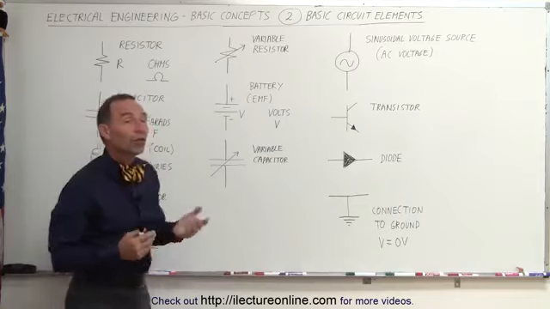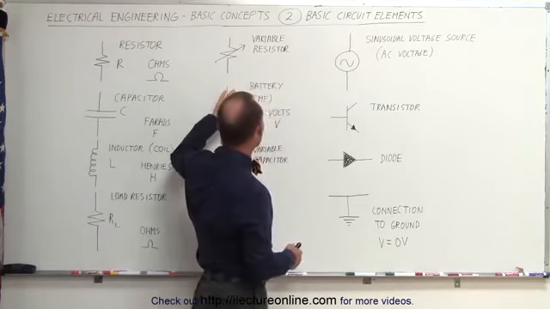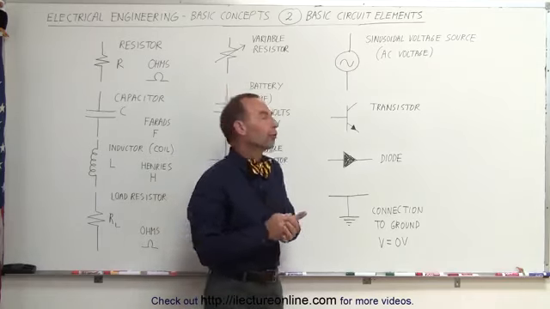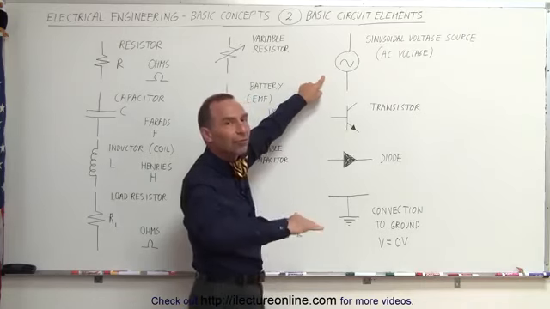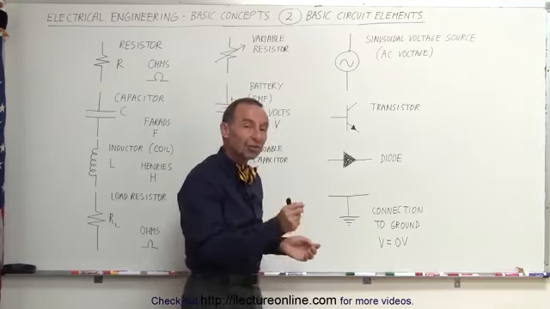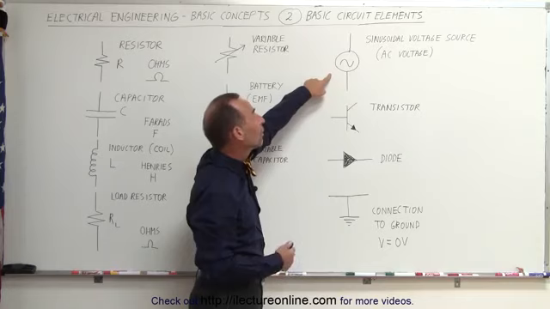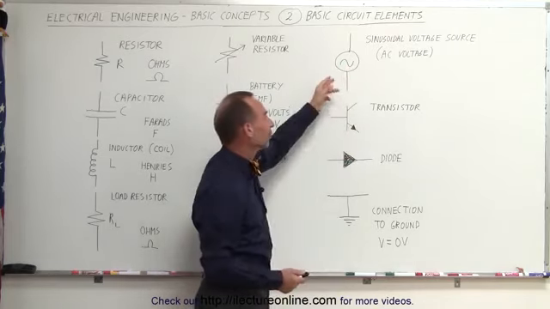Some other things that we need to know: sometimes we have not just a steady state or direct current voltage source, sometimes we have an alternating current voltage source. An alternating current voltage source produces an alternating voltage. It increases, decreases, goes negative. Actually, the voltage becomes positive, negative throughout its cycle. So it produces what we call AC voltage, and we have this sine wave symbol inside a circle to indicate that.